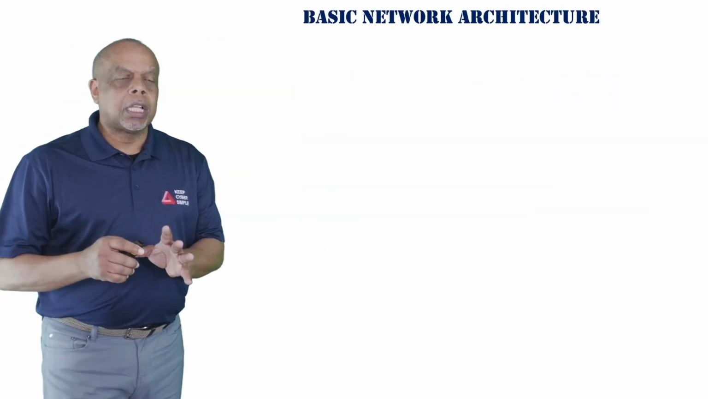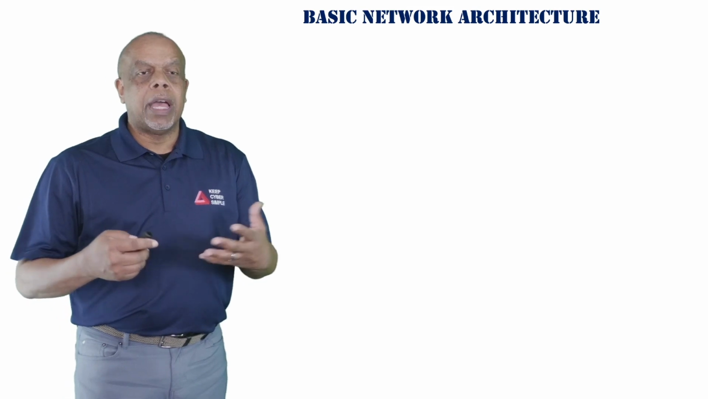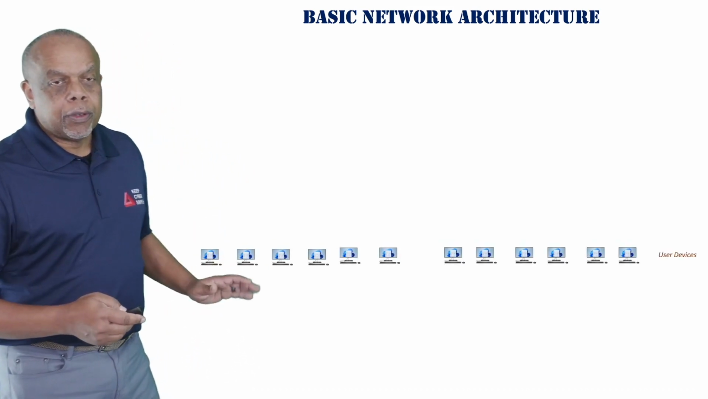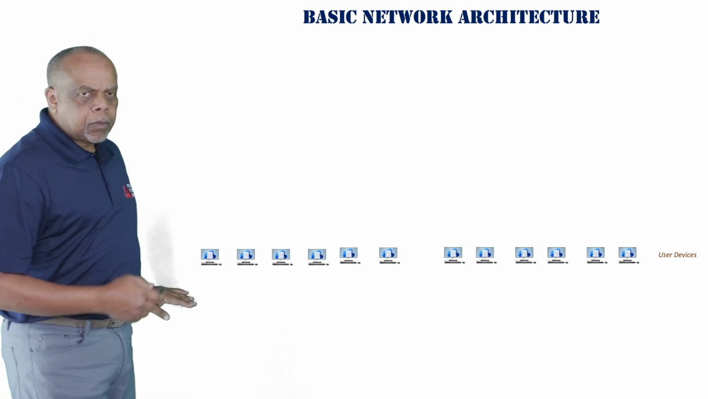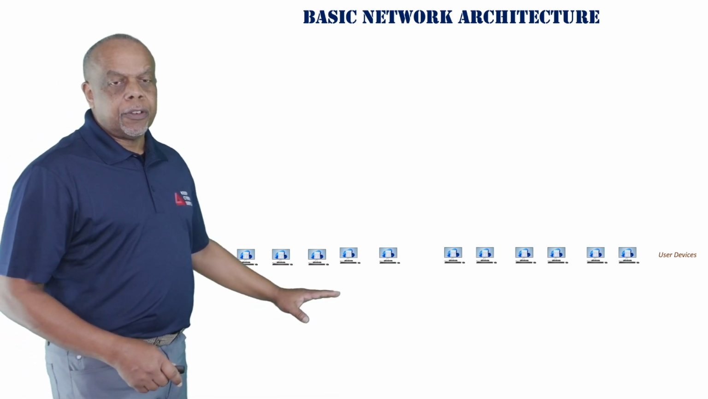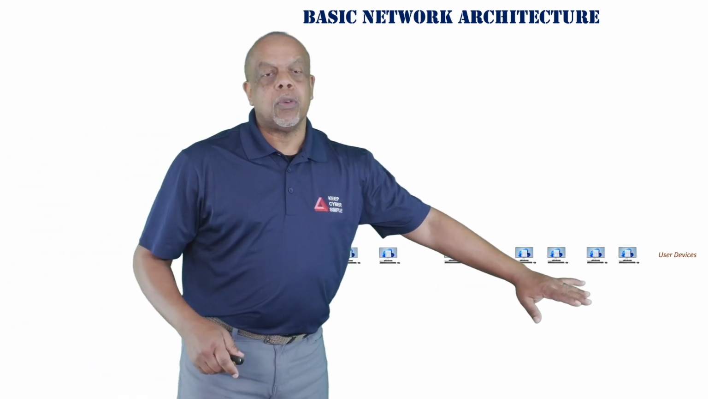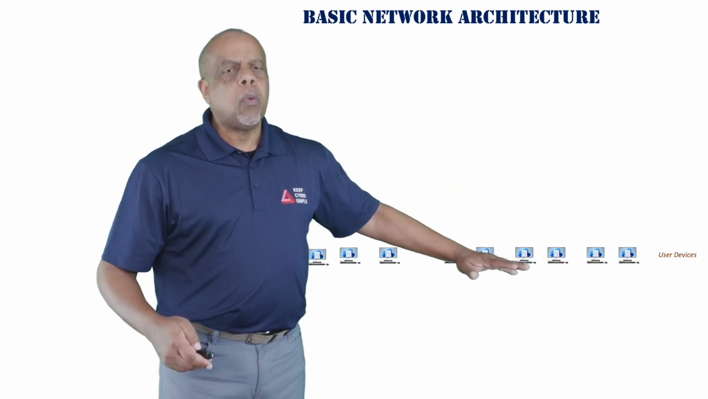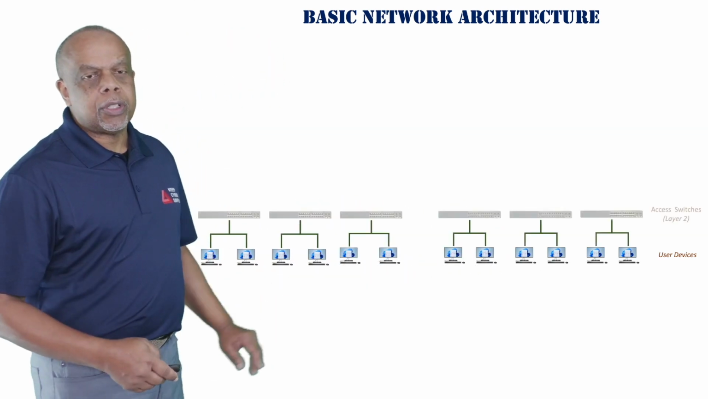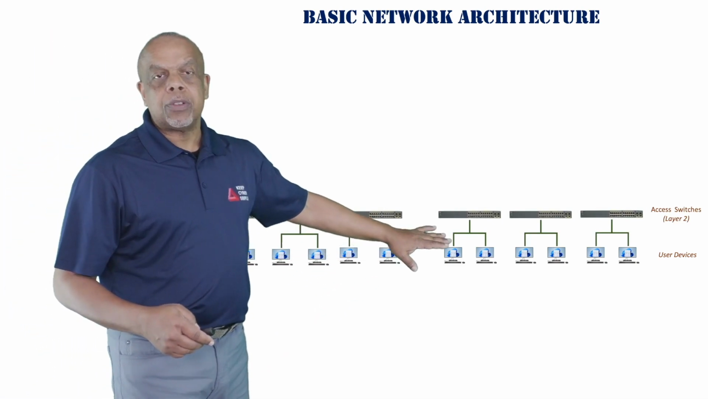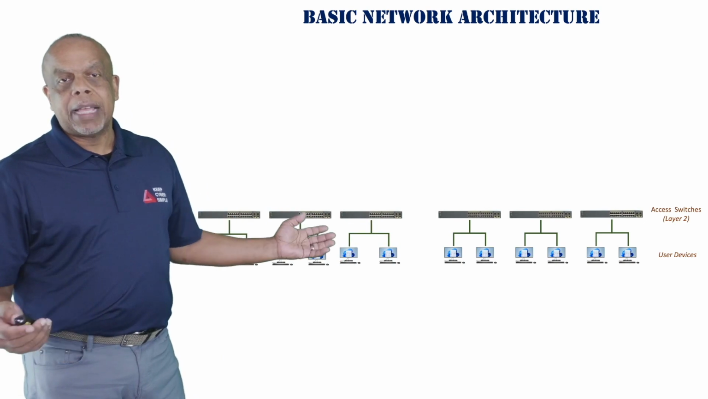So when we think about an architecture, this is really a layout of how information or data flows within your network. If we start at the bottom, think of these as user devices. These are your different individuals in your organization that have a computer or a printer or whatever it may be. Just call them user devices. And those user devices are typically connected to some type of layer 2 access switch. We call them access switches.